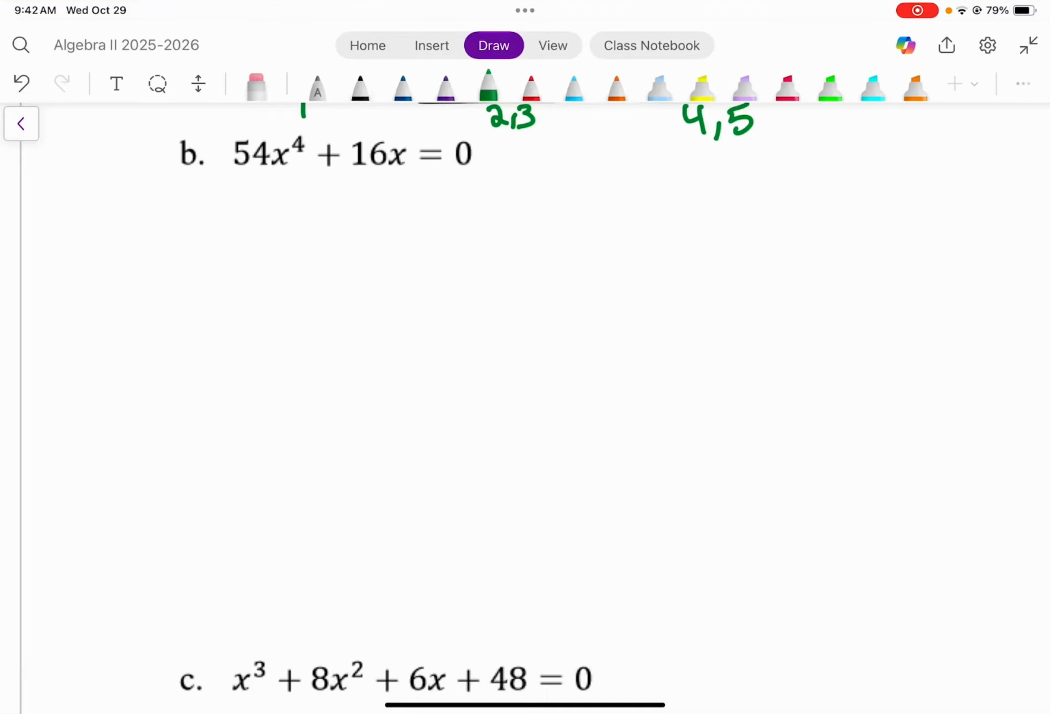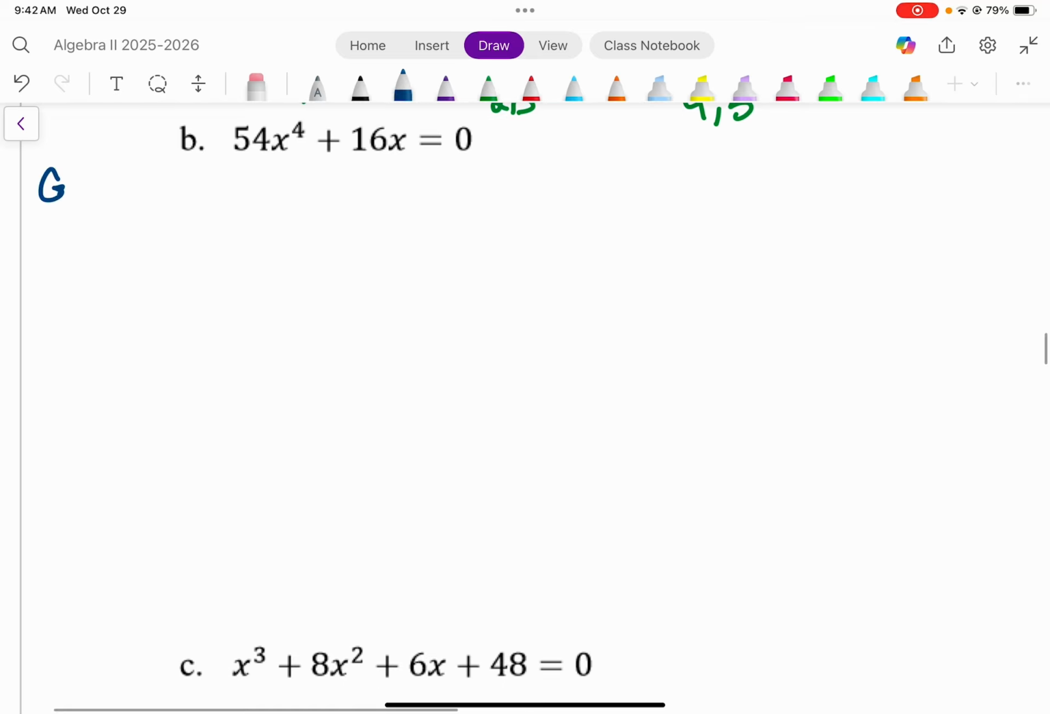All right, 5.2 notes, example 6b. We are still solving by factoring for our polynomial. When we are factoring, the first thing you want to do is your GCF, so your greatest common factor. Between 54 and 16, the largest number we can divide both by is 2. And both of these terms have an x with them, so I'm also going to factor out an x.